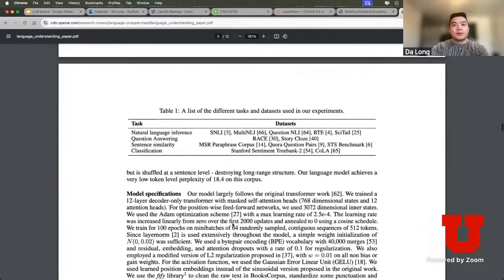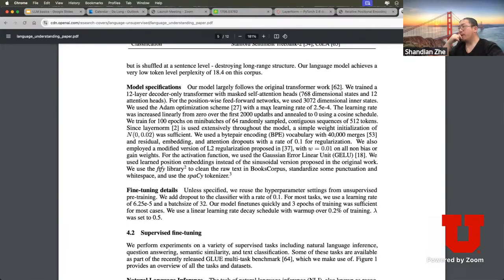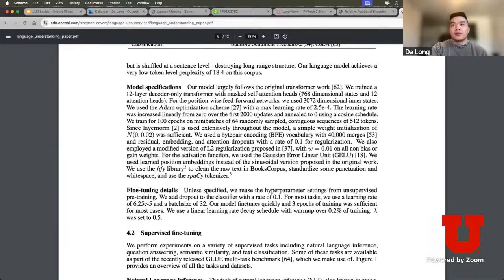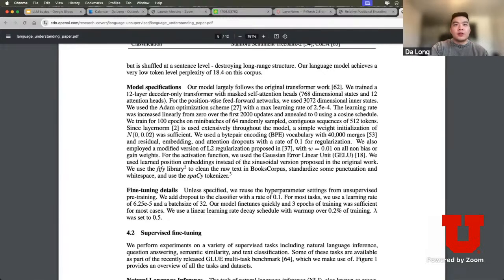Okay, here is the model, a 12-layer decoder only transformer. So they enlarge the dimension, and they also use 12 heads. So the 768 dimensional states and 12 attention heads. So each attention head is actually working on 768 over 12, right? Yeah, in total there are 768 dimensions.